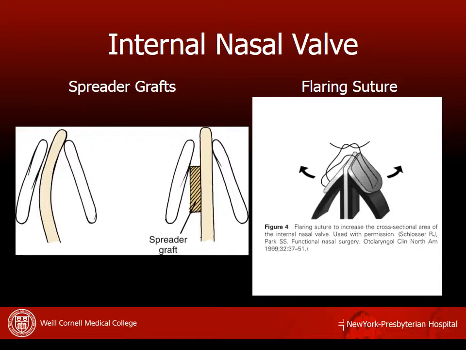Flaring sutures are usually performed during rhinoplasty and by placing cartilage on the external surface of the upper lateral cartilage and fashioning your sutures in a caudal direction. The internal nasal valves are also widened and stabilized.